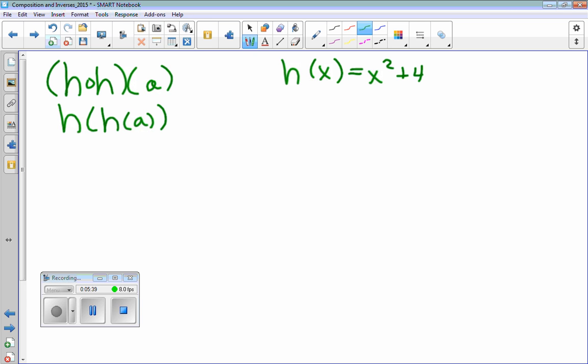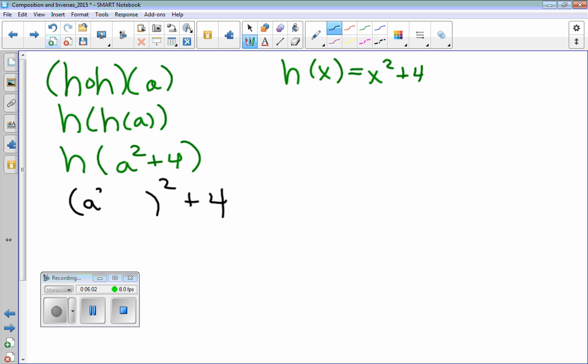All right, so here we're going to go ahead and just plug in an A for X, no big thing. And you're just going to say A squared plus 4, just replacing the A for the X. That's all we really had to do. And now we have to plug this into H again. So I'm going to write H, X squared plus 4. Well, what goes in X squared? Plus, what goes in the X? A squared plus 4. Did anyone leave their answer like that?